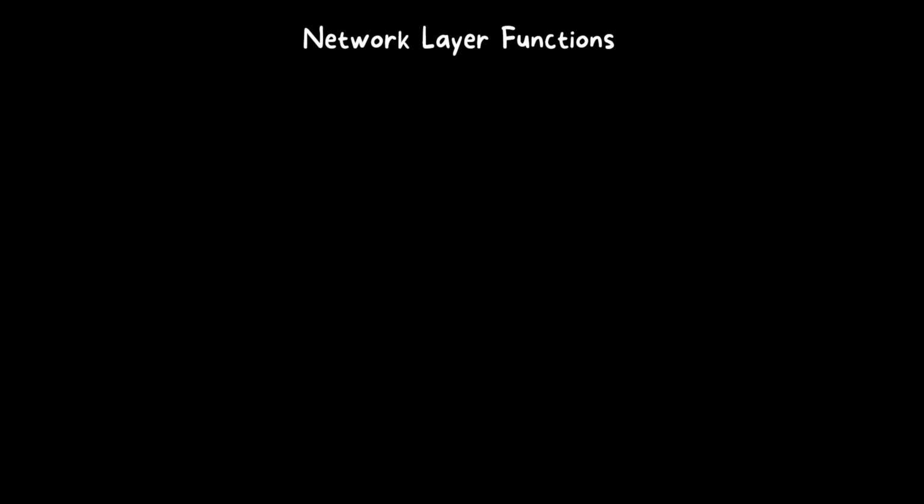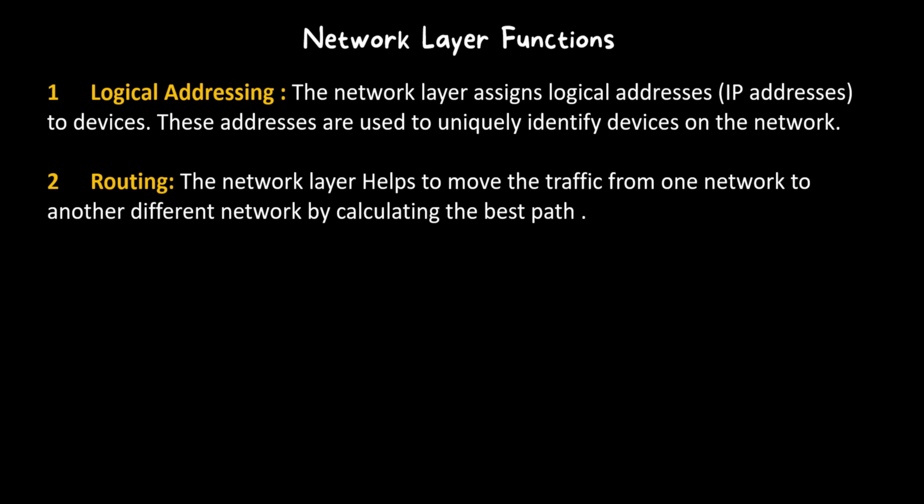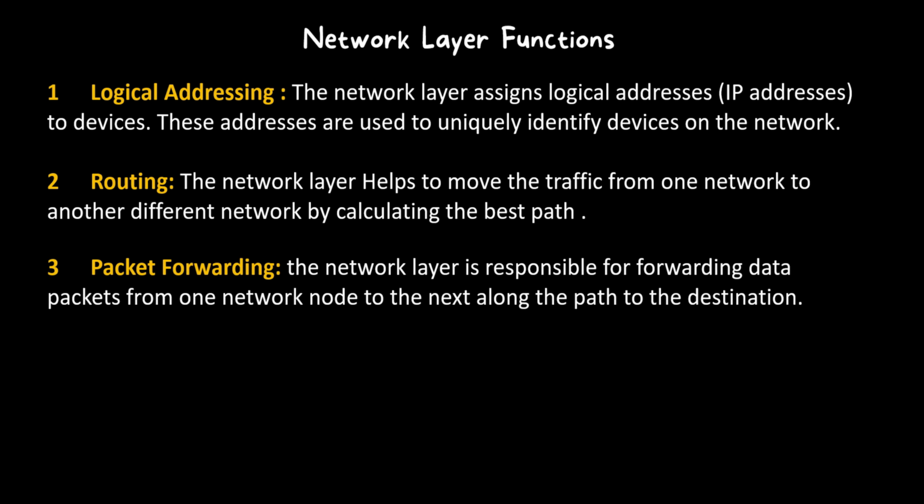Now let's talk about the network layer functions. Point number 1, logical addressing. The network layer assigns logical addresses to the devices. It is also called the IP addresses. These addresses are used to uniquely identify devices on the network. Point number 2, routing. The network layer helps to move the traffic from one network to a different network by calculating the best path. Point number 3, packet forwarding.